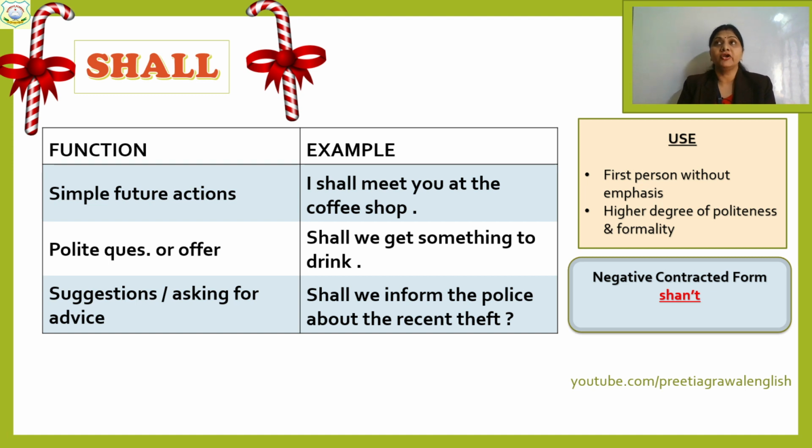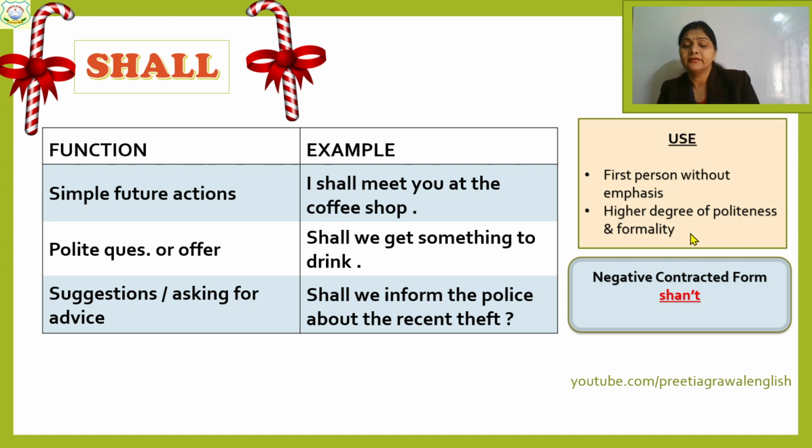Clear? Suppose you want to take permission from your teacher to go for a picnic. Your school has not gone for a picnic for many days, and you want to ask your teacher. Of course, you will write, may we go? But after that, whenever you are giving a conclusion to your letter or application, you can write in this way, shall we go for the picnic? It means that you are showing a high degree of politeness and formality.